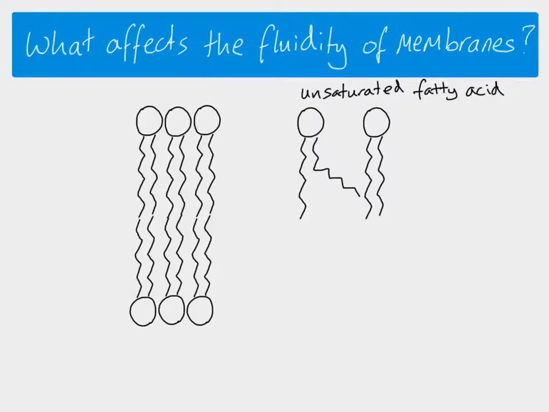Because of the greater distance, the force of attraction between these two fatty acids is weaker. And if the force of attraction is weaker, that means that it's easier for the phospholipids to move apart and away from each other.